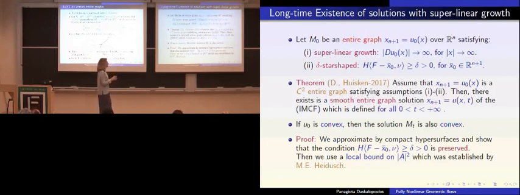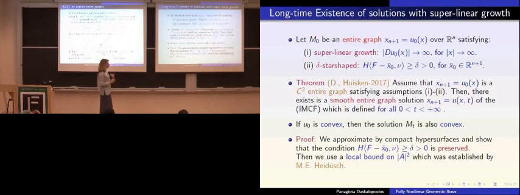So you need to multiply by something. We assume some sort of star-shapedness condition which says H multiplied by F dot nu is bounded from below, away from 0. So this plays somehow the role of the star-shapedness condition in the compact case. And then under these two conditions, we show that there exists an entire graph solution that becomes instantly smooth, and it's defined for all t positive.